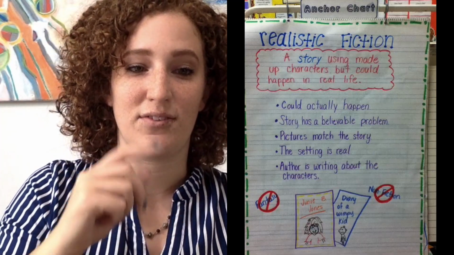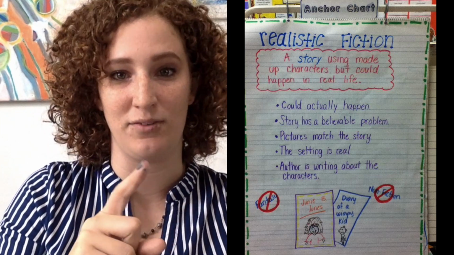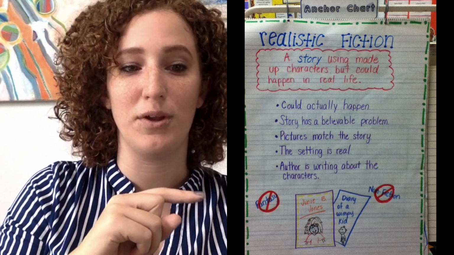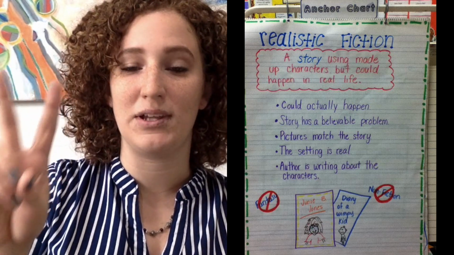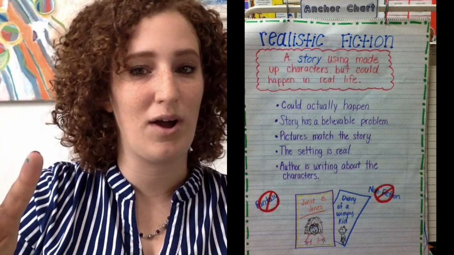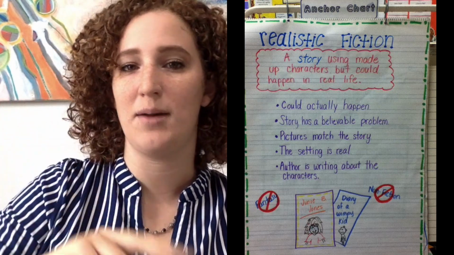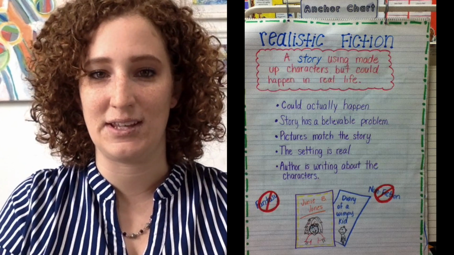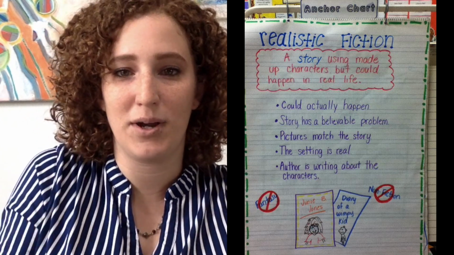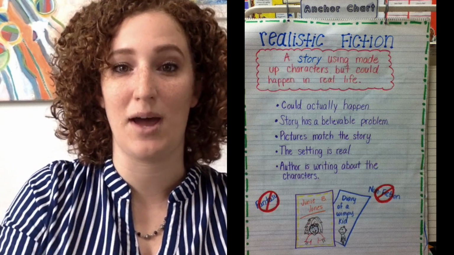So let's go ahead and look at this chart together. It says realistic fiction, a story using made-up characters but could happen in real life. And let's go ahead and look at those bullet points. Could actually happen. Story has a believable problem. So that means whatever problem they're having, whatever trouble they're having could happen in real life. So say I'm going to write a story about my character. My character's going to Big C and oh no, their motorbike breaks down and they can't get to Big C. That's a problem. But it's also a problem that could happen in real life.